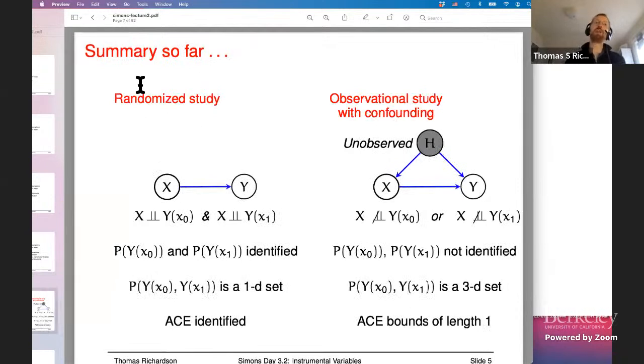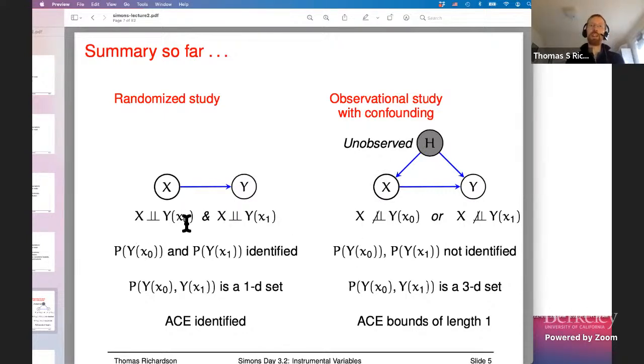Okay, summary so far. We had a randomized study, and I expressed it to you in terms of these independences. If you were paying attention the last 2 days, you'll have seen implicitly where we have a cause and an outcome, and we have no confounding. This is how it's represented in the graphical framework, with the convention that if I'm not explicitly including a hidden variable, then it's presupposed that one is not there. Whereas an observational study where we have confounding would correspond to the graph on the right, where one of these independences doesn't hold.